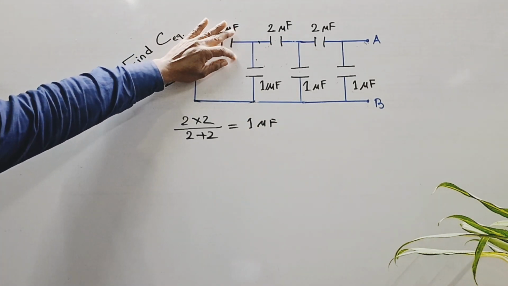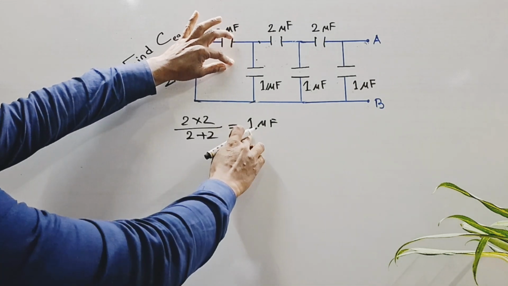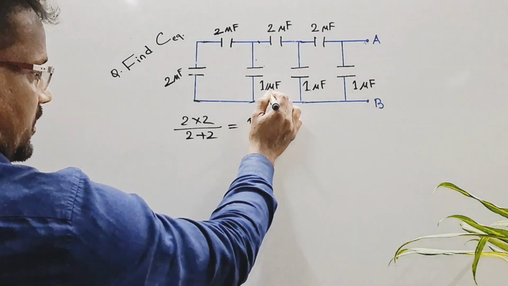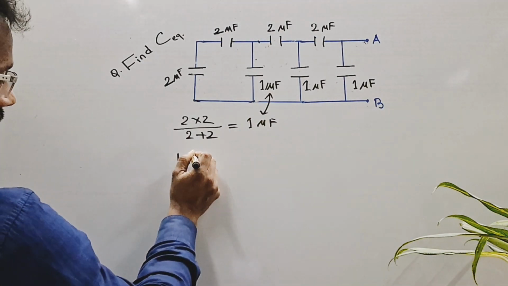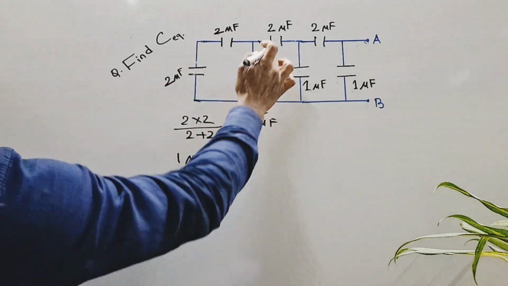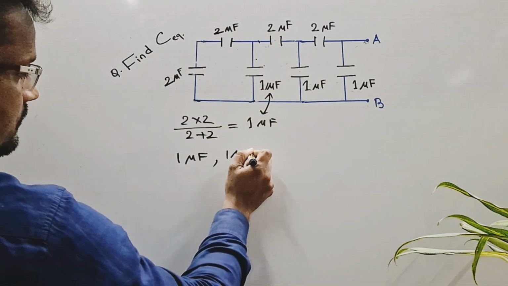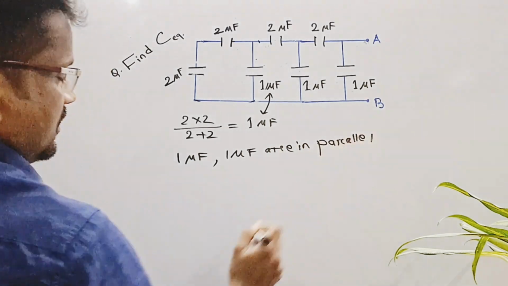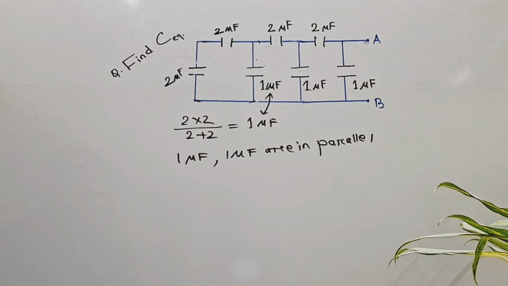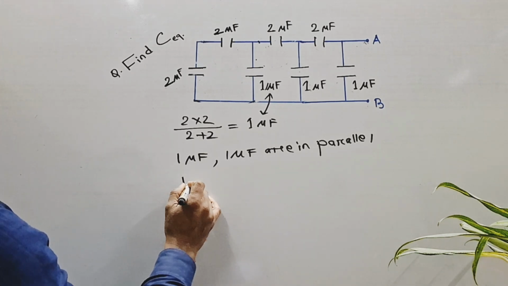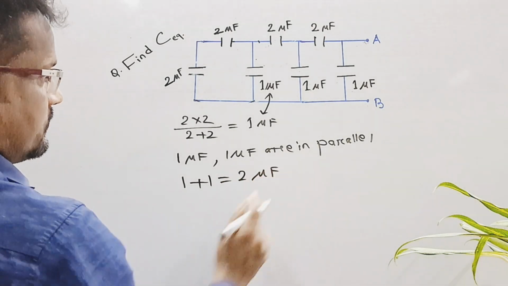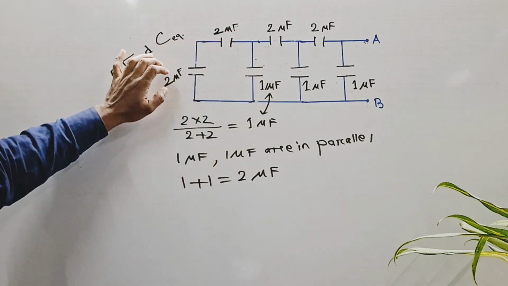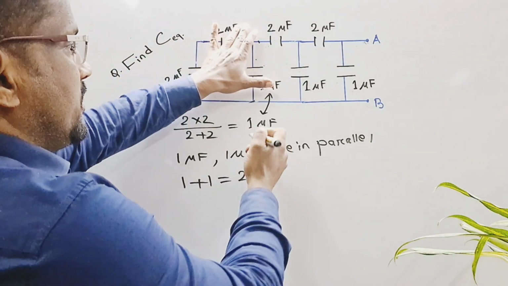Now forget about this. Now totally you have obtained 1 microfarad. That 1 microfarad and this 1 microfarad are in parallel connection. That's why if you combine the 1 microfarad, which is the total of these two, and the 1 microfarad from this branch, they are in parallel. Therefore the total capacitance will be 1 plus 1, that is 2 microfarad. Now this you have resolved, and after calculating these three you have obtained 2 microfarad.